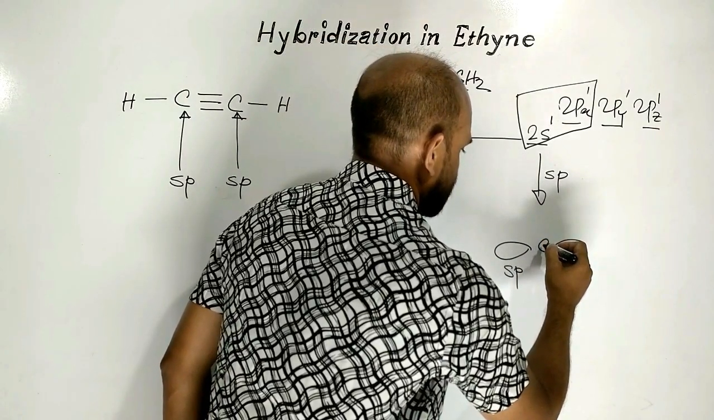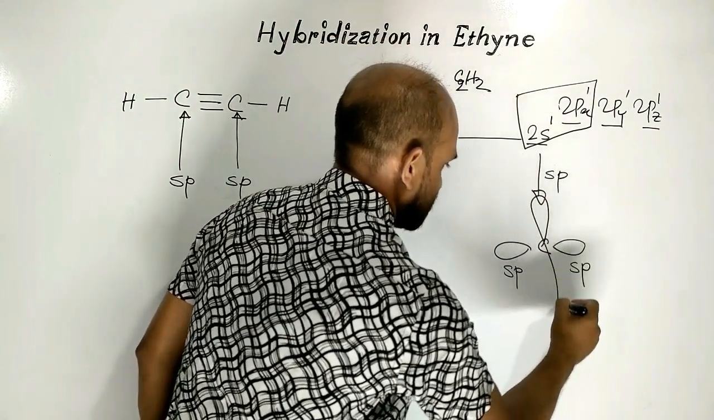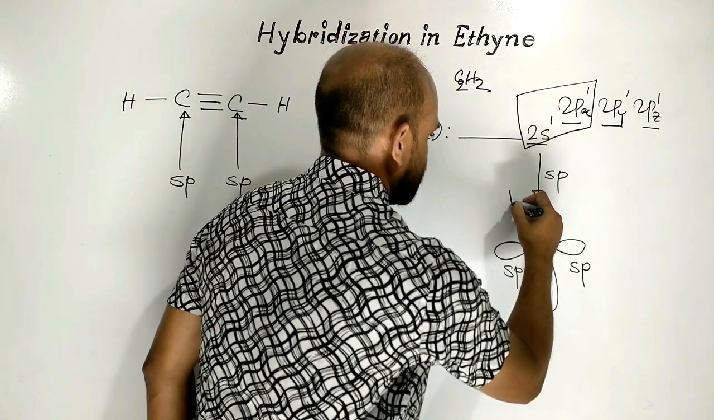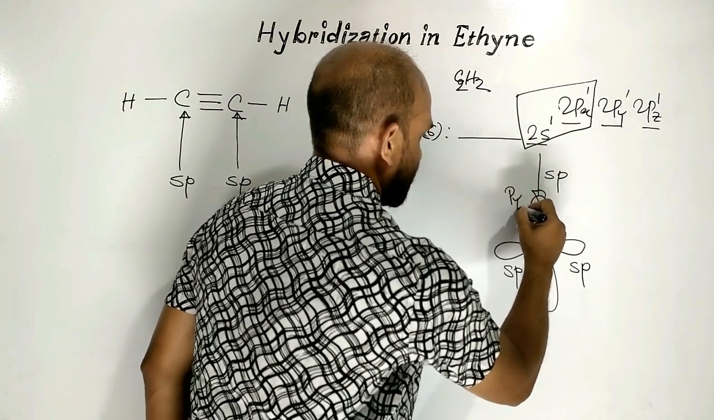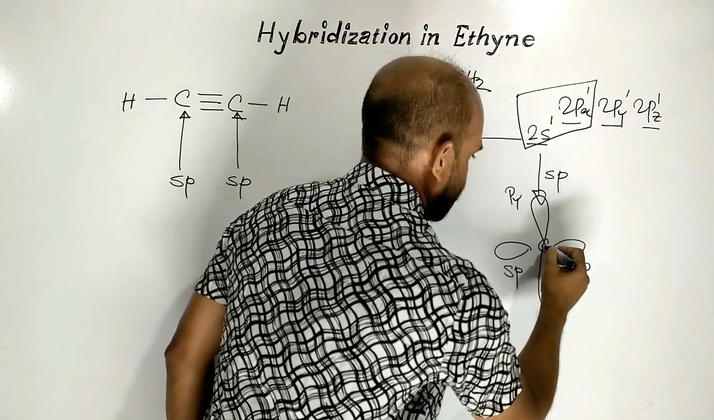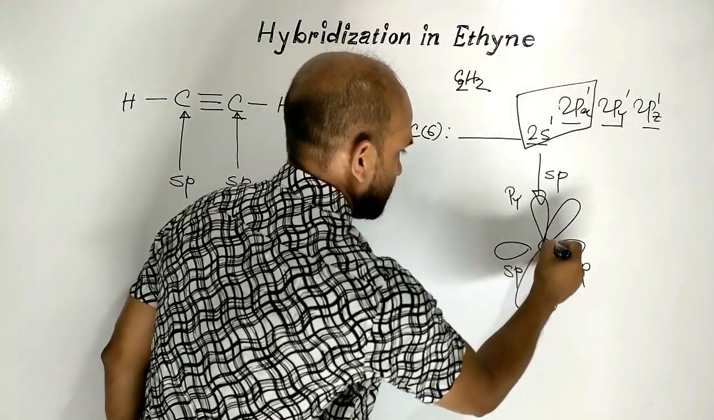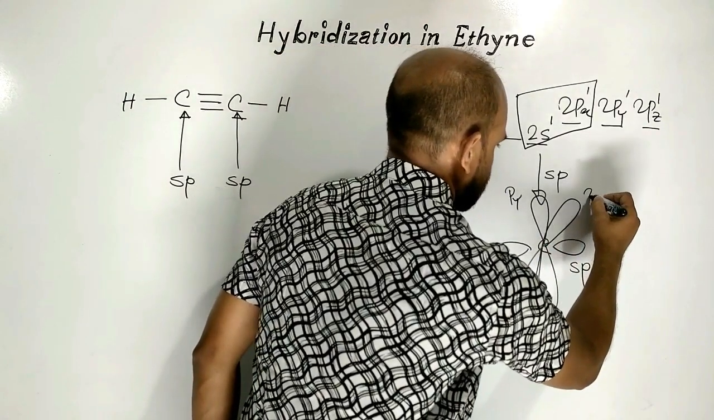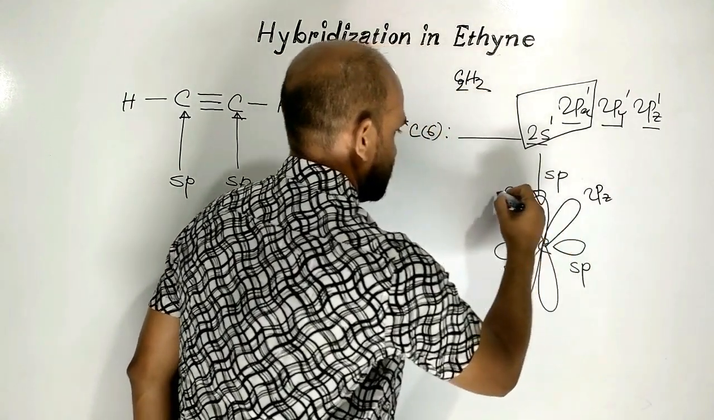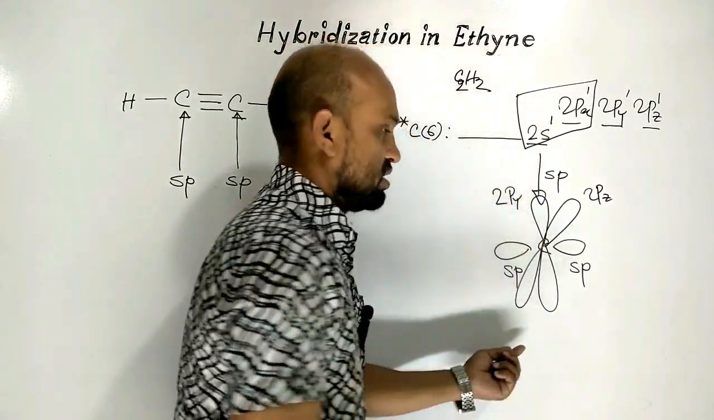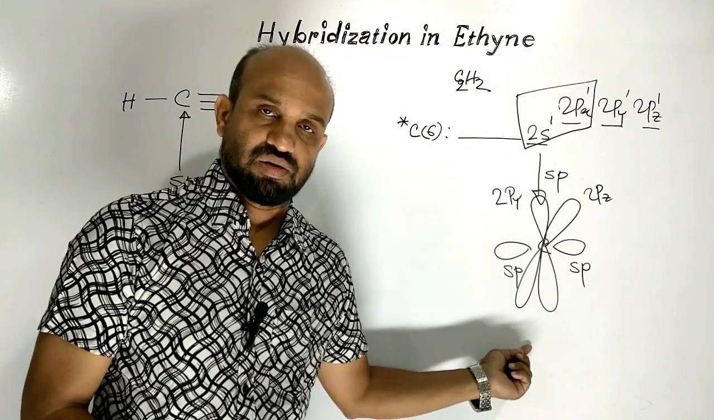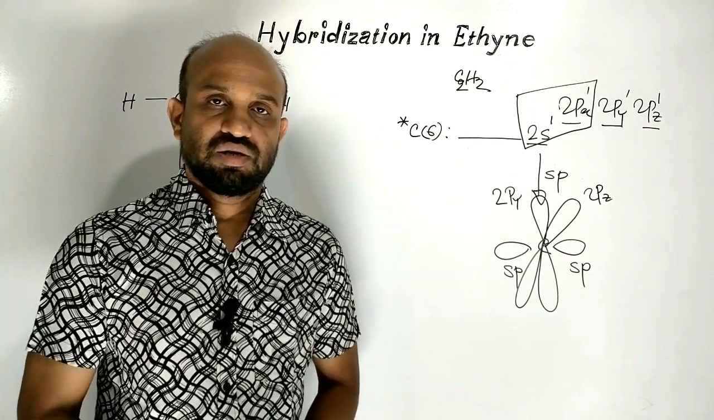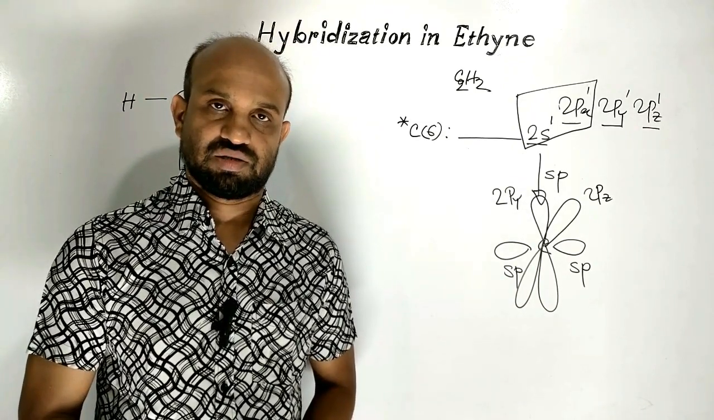Those can be shown in this way: a dumbbell shaped p orbital, which can be 2py, and another dumbbell shaped orbital that remains unchanged, unhybridized, that is the 2pz orbital. This is the 2py orbital. Another one is the 2pz orbital. This is the orbital structure of carbon in which sp hybridization occurs.